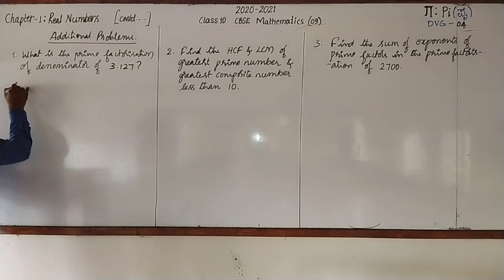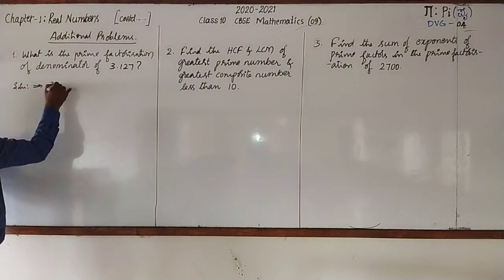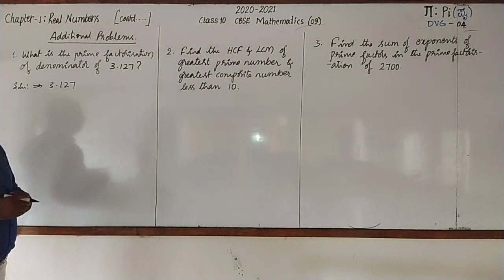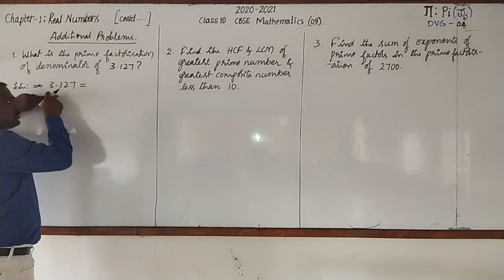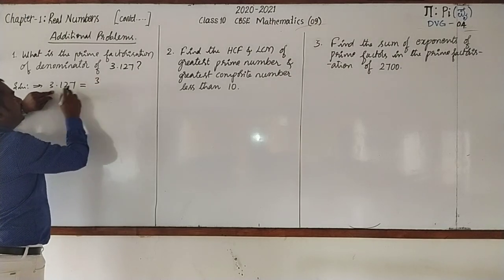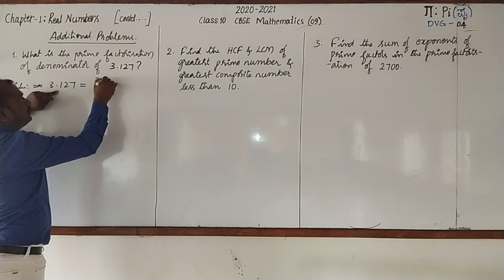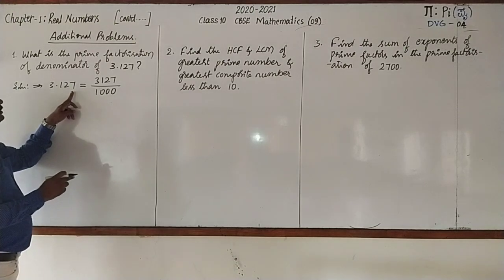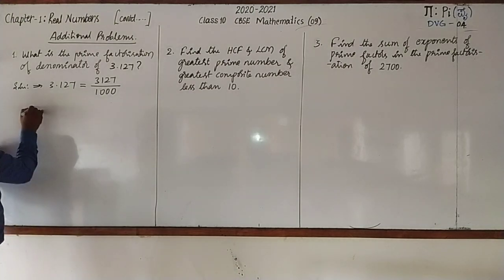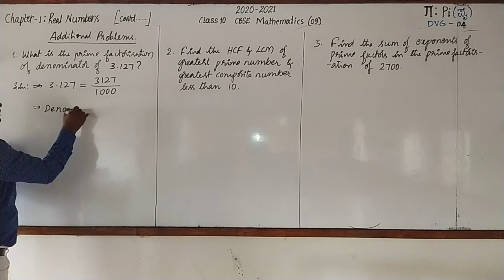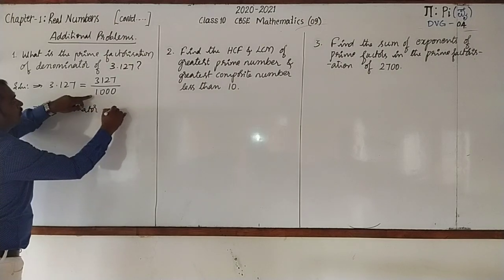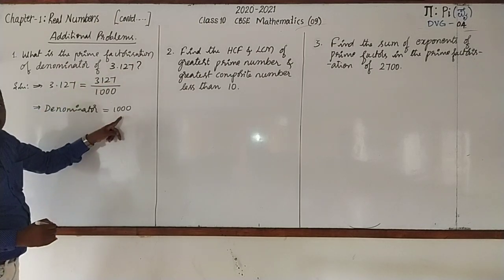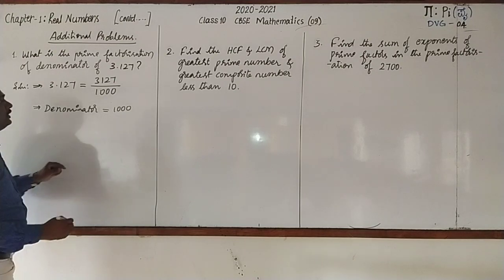See, the given number is 3.127. Do you say that the denominator is 1? No. So first it should be written in the form of p by q. 3.127 can be written as 3127 by how much? It is 1000. Now what is in the denominator? The denominator is 1000. What has been asked? Write the prime factorization of the denominator.